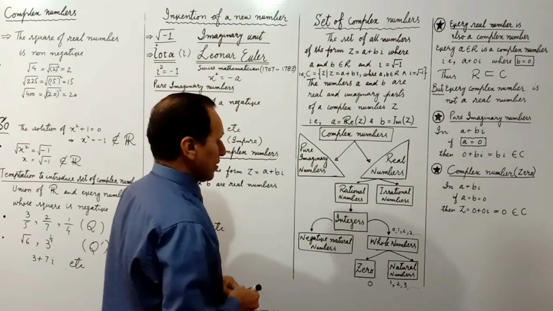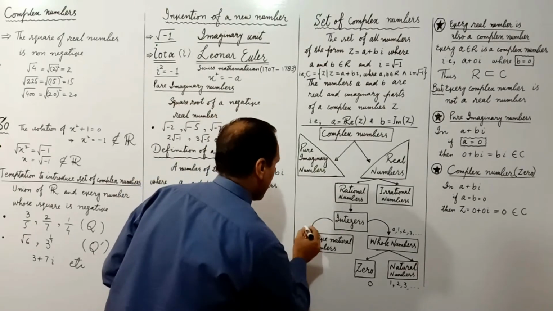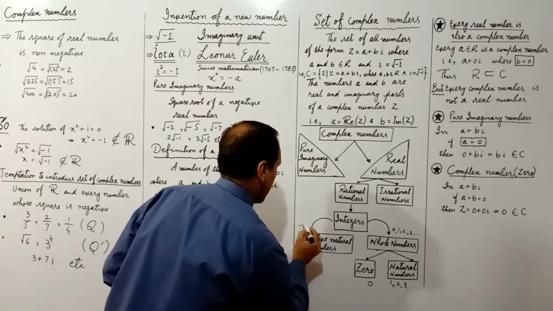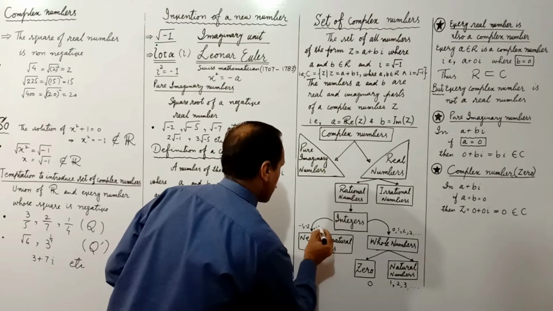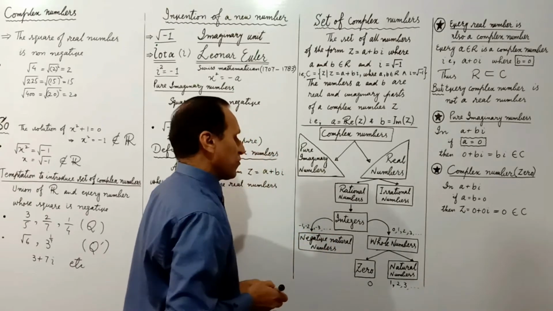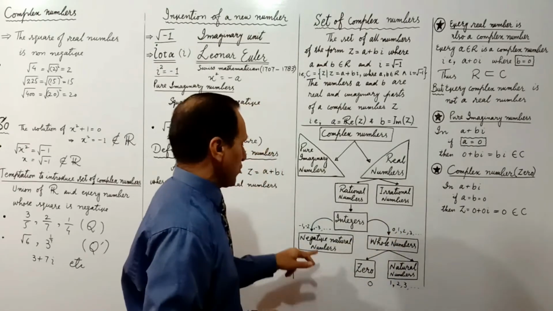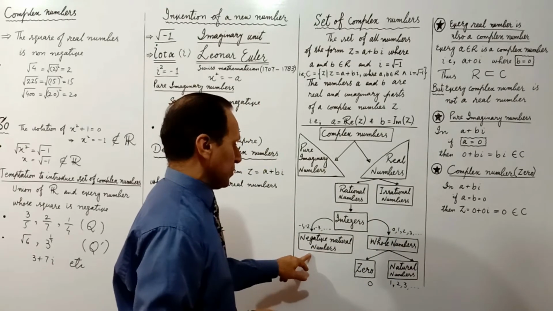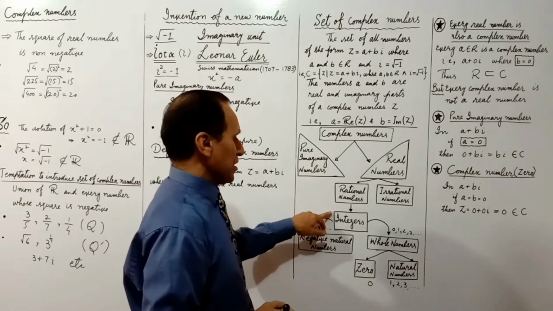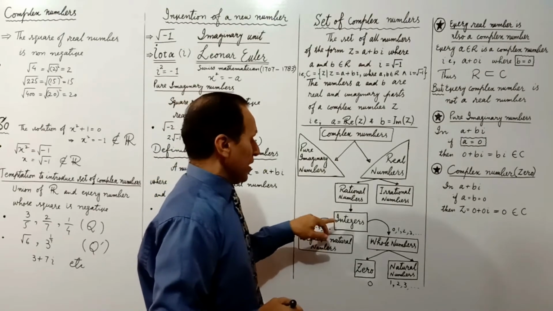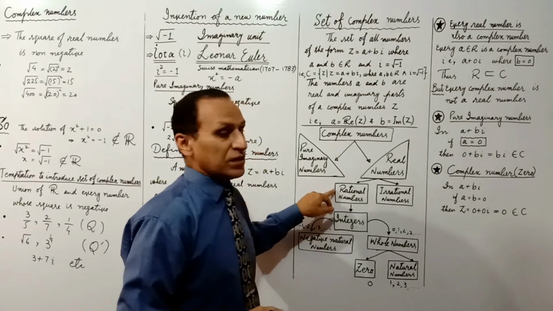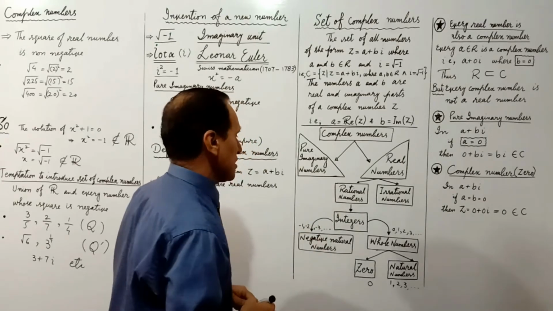On the other hand, we use negative numbers as well, which are minus 1, minus 2, minus 3 and so on. When we take the union of these two, the set of whole numbers and negative natural numbers, they form integers. And we know very well that every integer is a rational number.